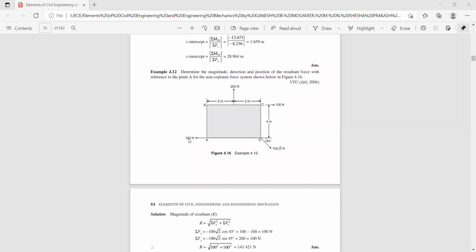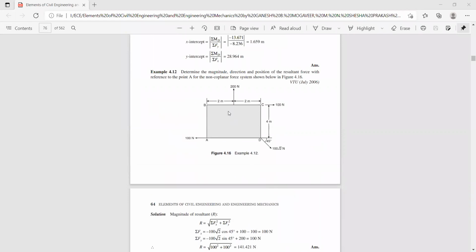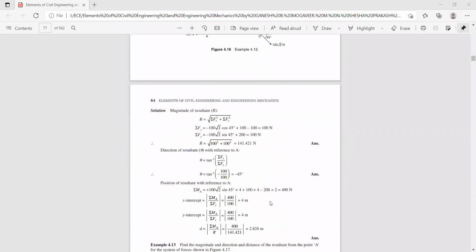So minus 200 into 2 plus 100 into 4. And for the cos component, it is acting along line AD, perpendicular distance is 0. And for the sine component, that is 100 root 2 sin 45, the perpendicular distance being 4 meters. So it is also causing a clockwise moment. You can say force into the perpendicular distance. Now let us check whether the moment that has been taken is correct or not. So 100 root 2 sin 45 into 4 plus 100 into 4 minus 200 into 2. So here again you can see one more printing mistake. Instead of 200, he has taken 208 into 2. So whatever may be the case, always follow the basics. So you get the sum of the moments.